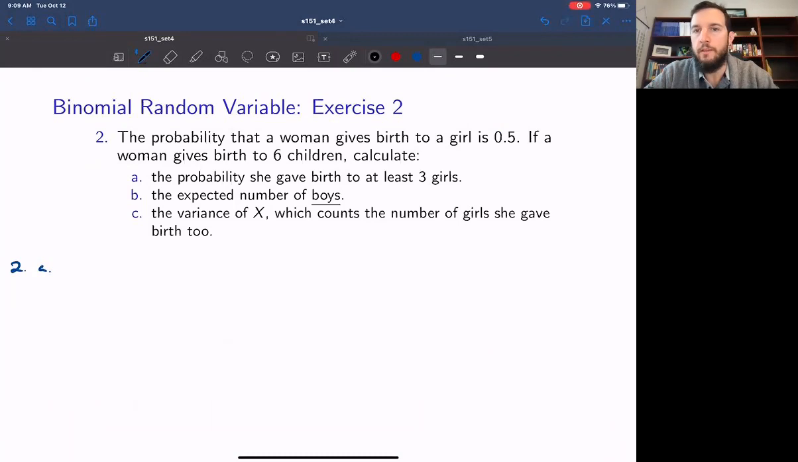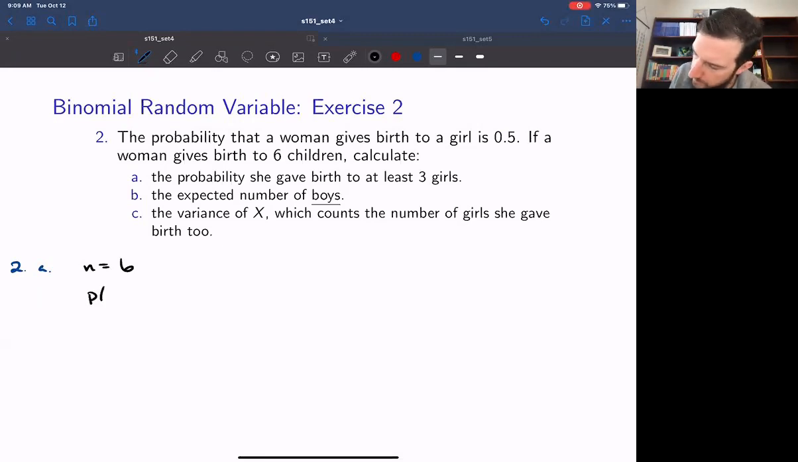If a woman gives birth to six children, calculate the probability she gave birth to at least 3 girls, the expected number of boys, the variance of X, which counts the number of girls she gave birth to. Okay, so we have little n equals 6. So we have 6 children to consider. So we're considering each pregnancy and subsequent birth a trial in this case.